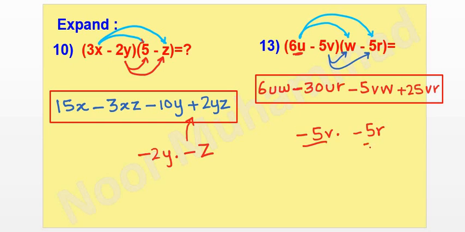Because both of them are negative, it will become negative 5 times negative 5. It will give us positive 25, and vr. The letters are v and r, so it will be vr. This is how you are going to multiply out the brackets.